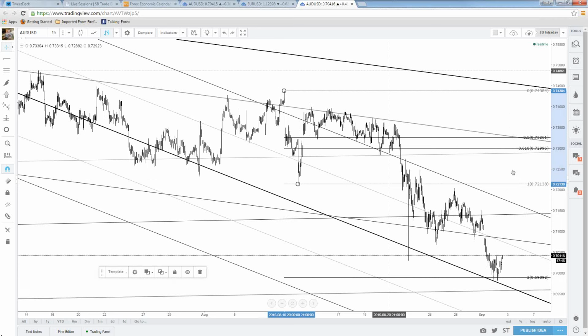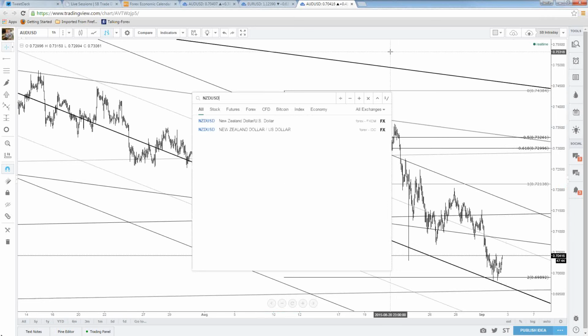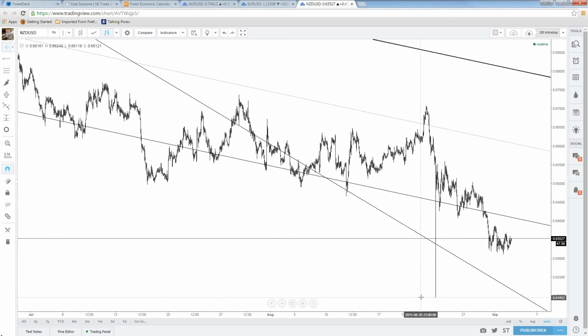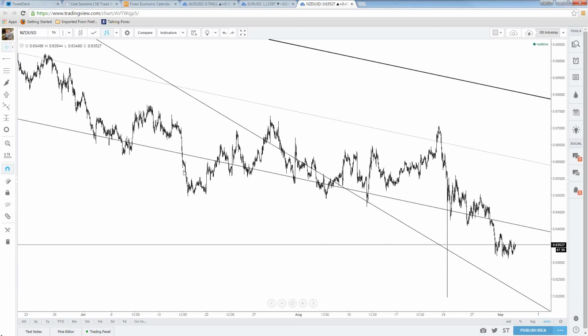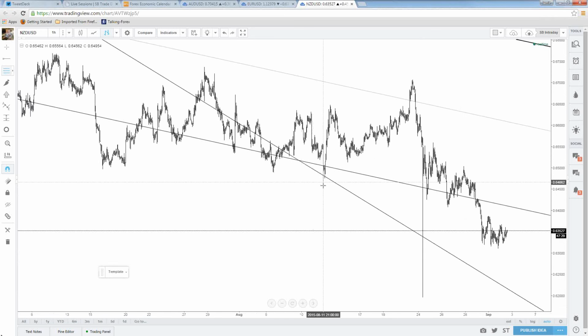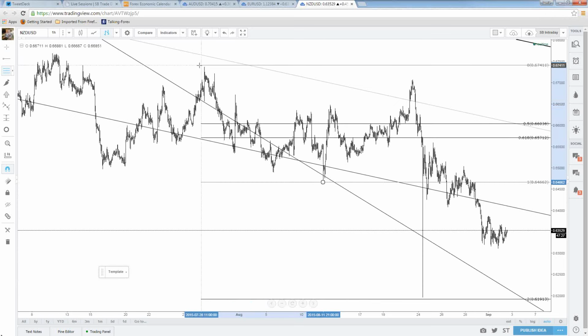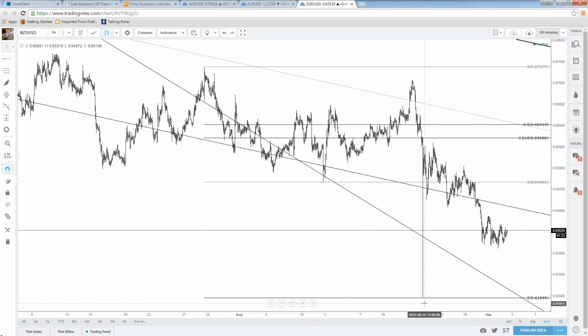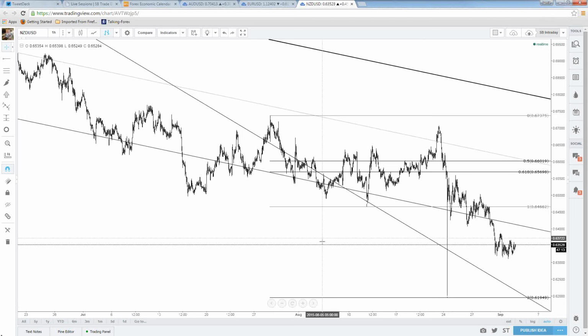Okay, let's do that for Kiwi dollar. This one's even crazier, because we had basically a flash crash and somehow it still ended up bottoming right on the measured target. I mean, to the tick. 61.95 was the suggested low, and that was the low, 61.95. It was 0.8 of a pip off.